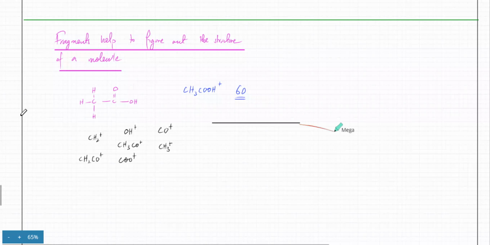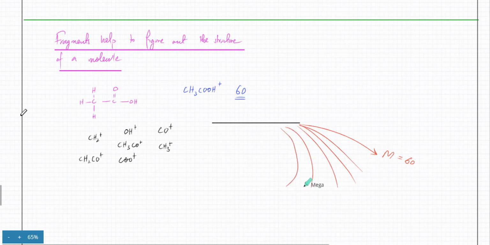So you would have a particle that would not be deflected a lot. That's the molecular ion. That would be the M. That would be having a mass of 60. And then you would have hundreds of these tiny fragments, each deflecting. If it's lighter, it's going to be deflected more. If it's heavier, it's going to be deflected less. So lots and lots of fragments are obtained.